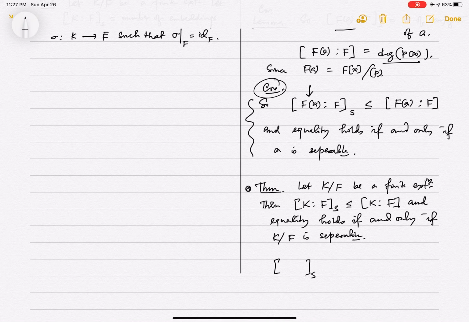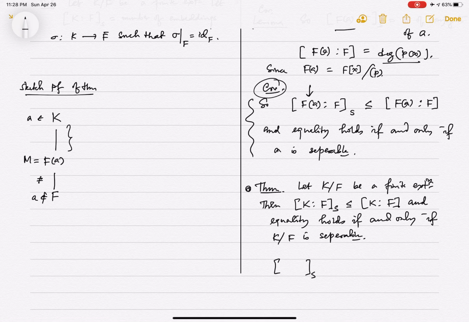So let me just explain with a picture. So what do I want to prove? Let's prove the inequality. So here's the proof sketch of the theorem. You have K, F. Choose an element A not in F, and take this extension in between. So this is some proper extension because A was not in F, so I have actually gone up a little bit. So this degree up here is less than the degree of the big extension. Okay. And then here, I know that the separable degree is less than or equal to the actual degree.